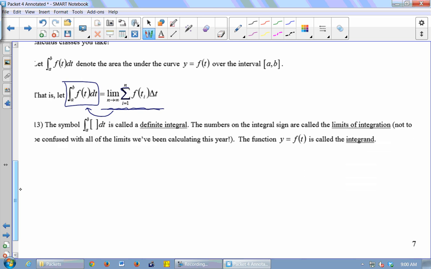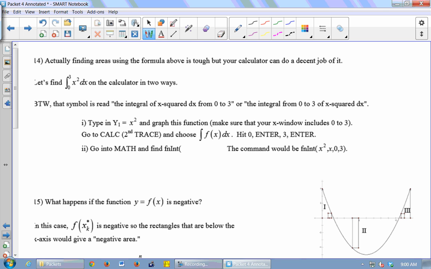All right, so this symbol, this long S with an A and a B with some stuff inside, dt, is called a definite integral. The numbers on the integral sign are called the limits of integration. Again, not to be confused with limits that we've been calculating all year. And the function is called the integrand. So actually finding areas using the formula where you have to use the limit definition of the definite integral is tough.